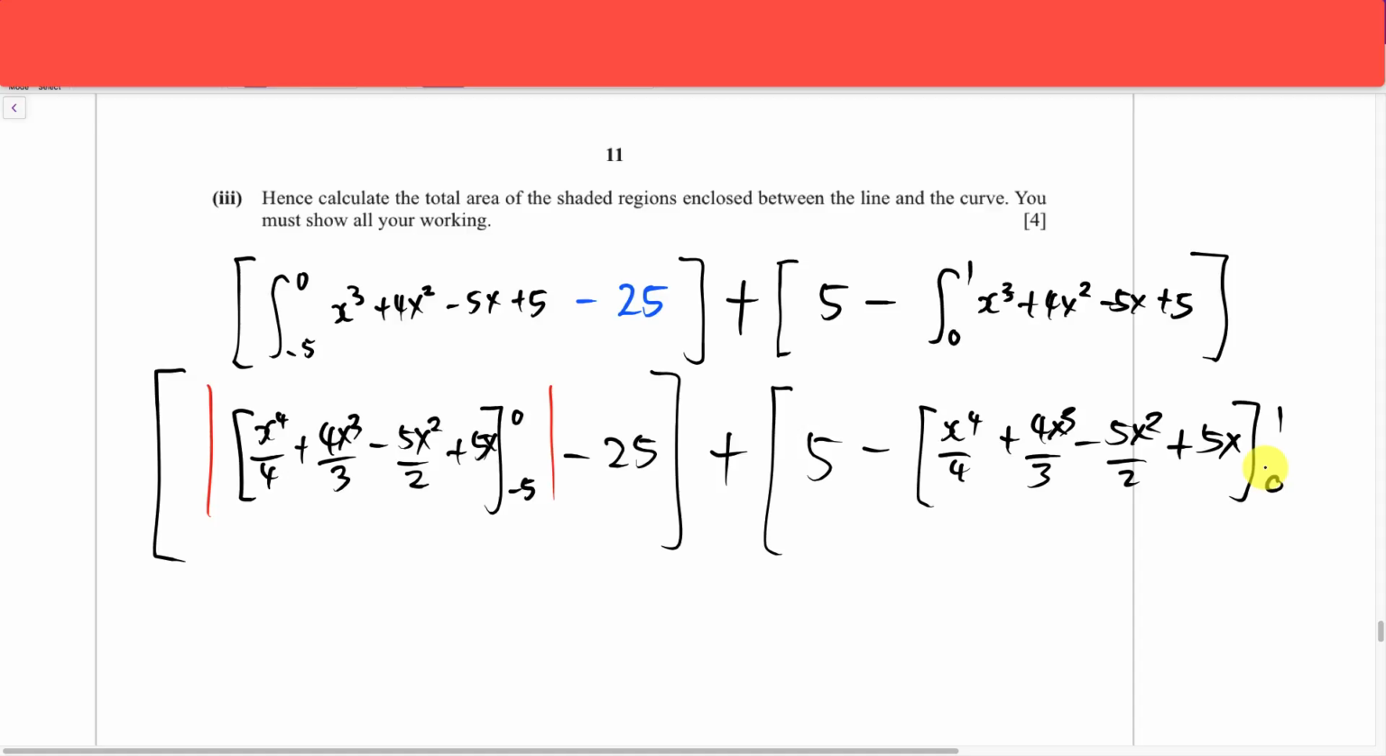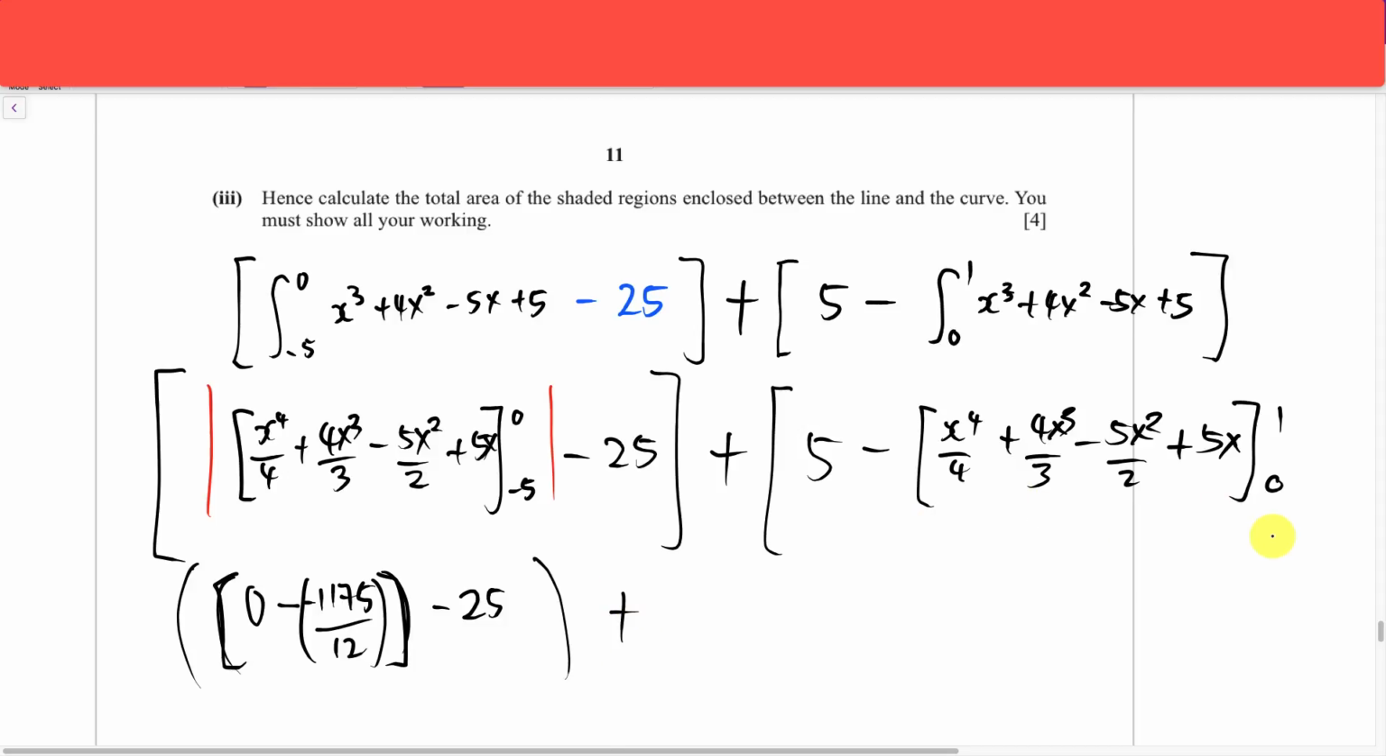Okay, so this one basically, first you sub the 0 into it, you get 0 minus 117 over 12. And then the whole thing you will need to minus 25. Okay, minus negative. So this is the reason why over here we actually get a positive value. Okay, so and then you minus this one, and then I will plus this thing over here.